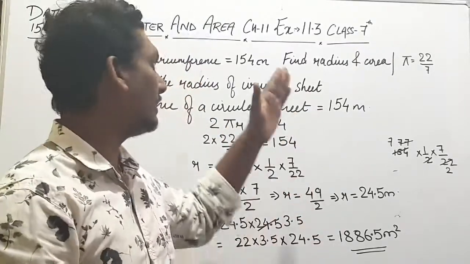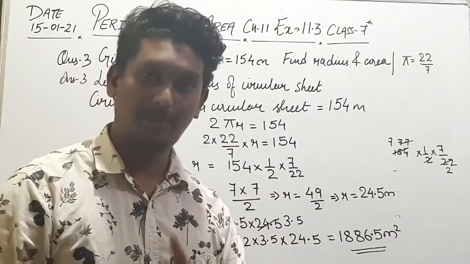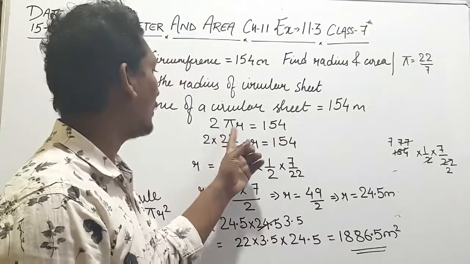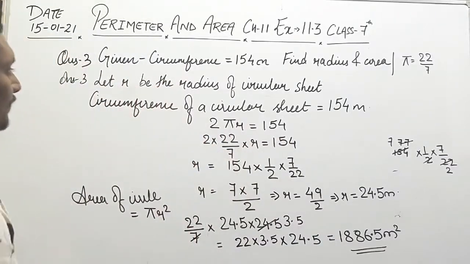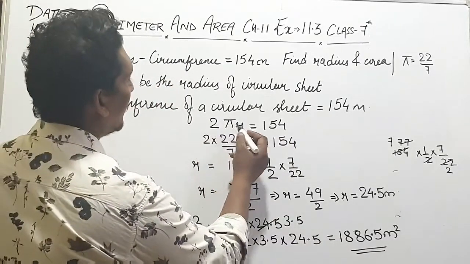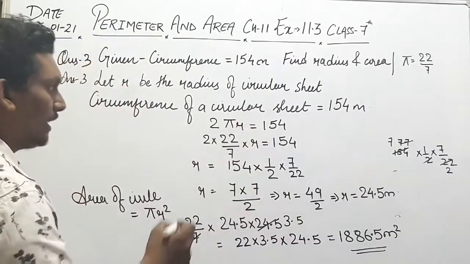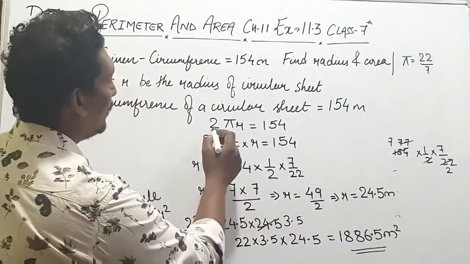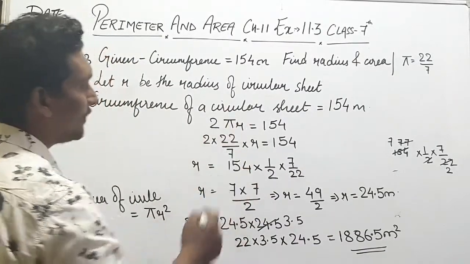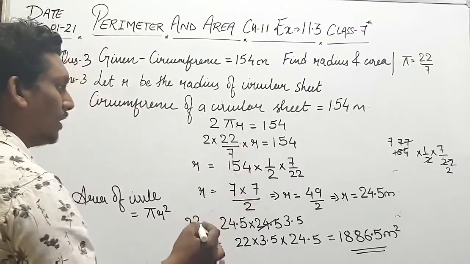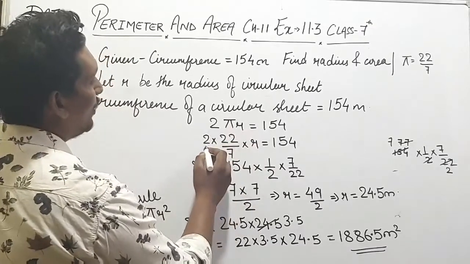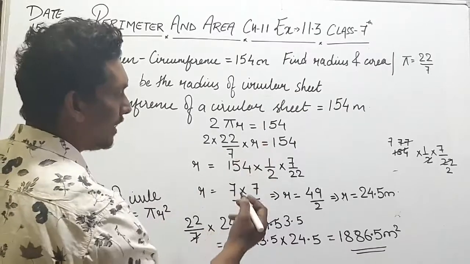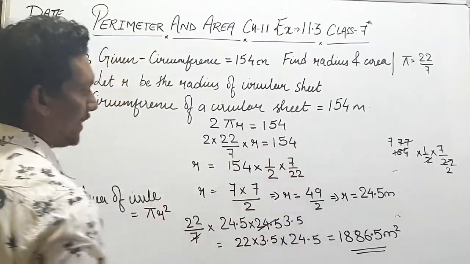Okay, since the diameter is not given, that's why we are not using pi d. Radius is not given, we have to find the radius. So we are using this formula 2 pi r. Okay, and the value of 2 pi r is 154. That is given here. So just put the value of pi here and solve it. So 2 into the value of pi, 22 by 7, into r, equals 154. That is given.